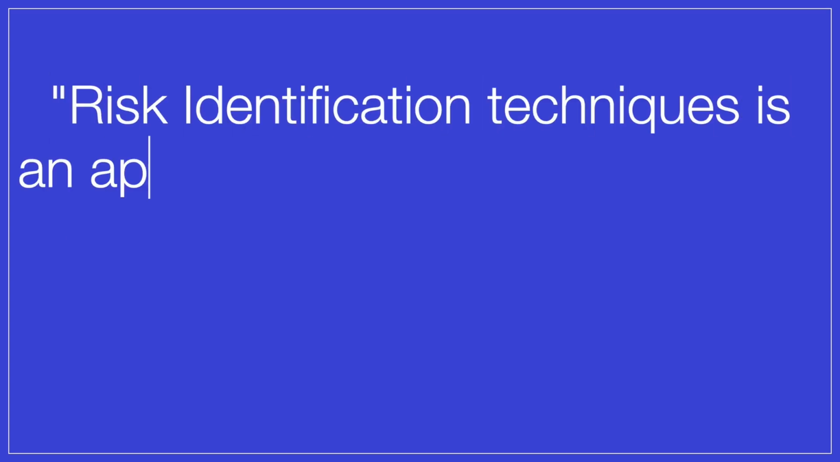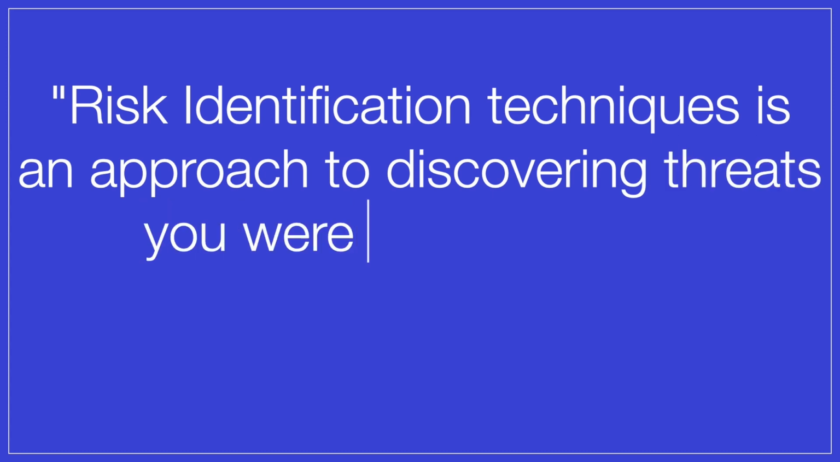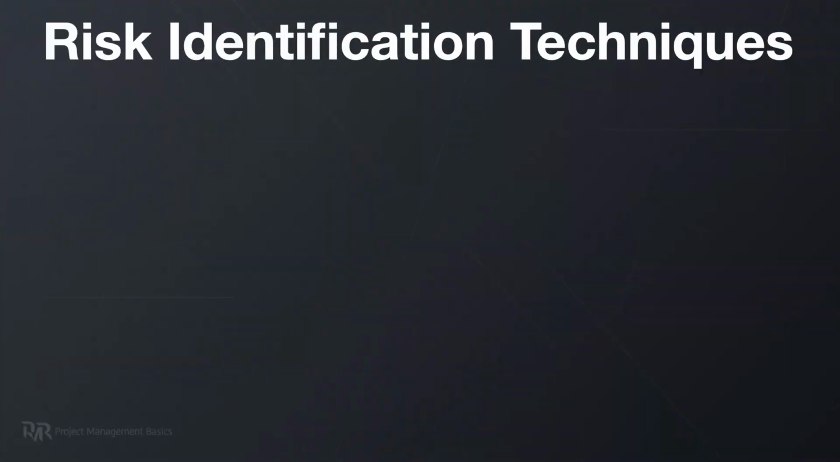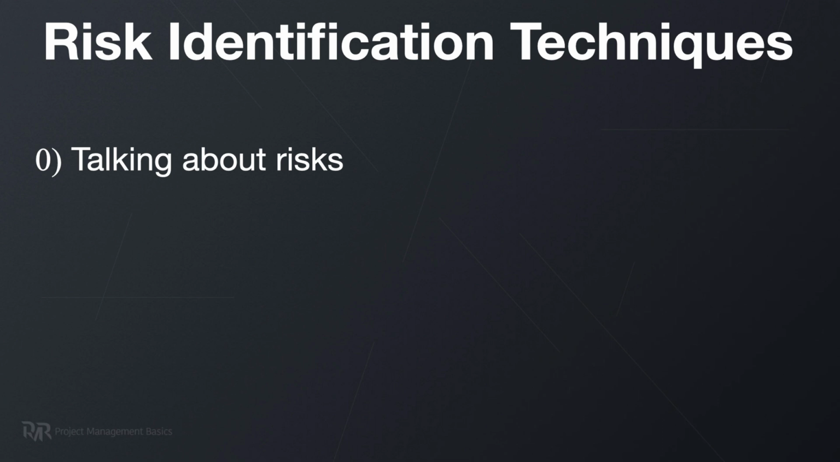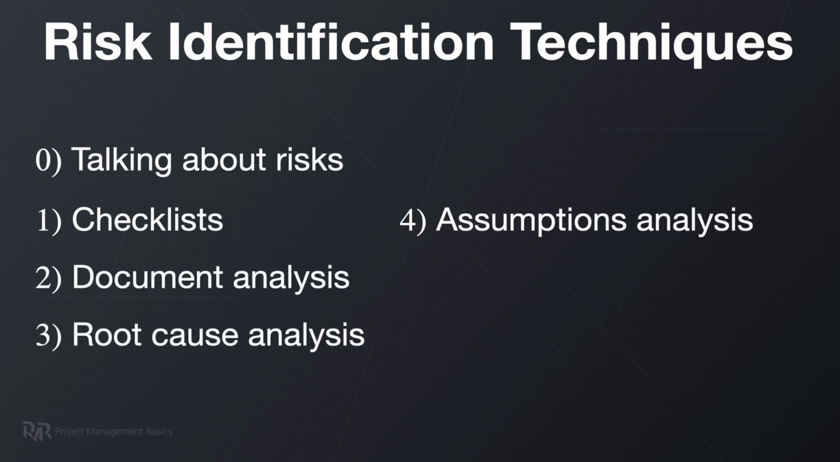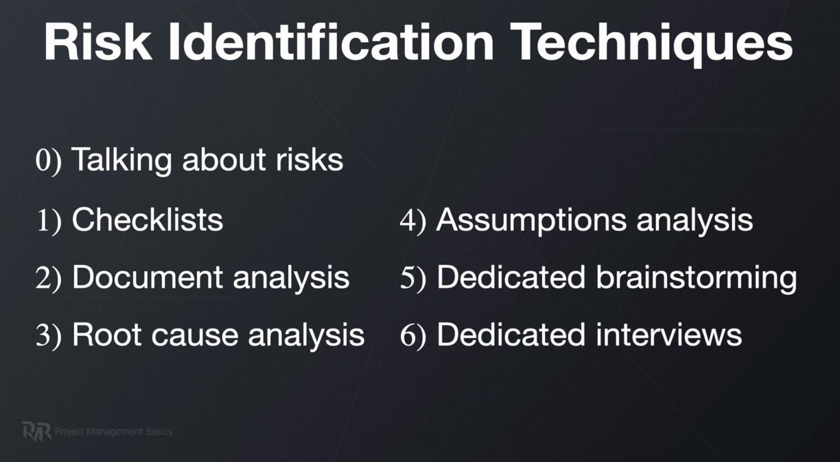Okay, but how do we actually identify a risk? Well, we use a risk identification technique, which is an approach to discovering threats that you are unaware of by collaborating with other project stakeholders. As I said, you can use whatever works for you in your environment. Personally, I tested lots of techniques and tools, however, I use only the following 7 techniques in practice. First of all, talking about risks. It's not a real technique, but I'll explain it in a minute, so stick with me. Then we have checklists or risk categories, document analysis, root cause analysis, assumptions analysis, dedicated brainstorming, and dedicated interviews.